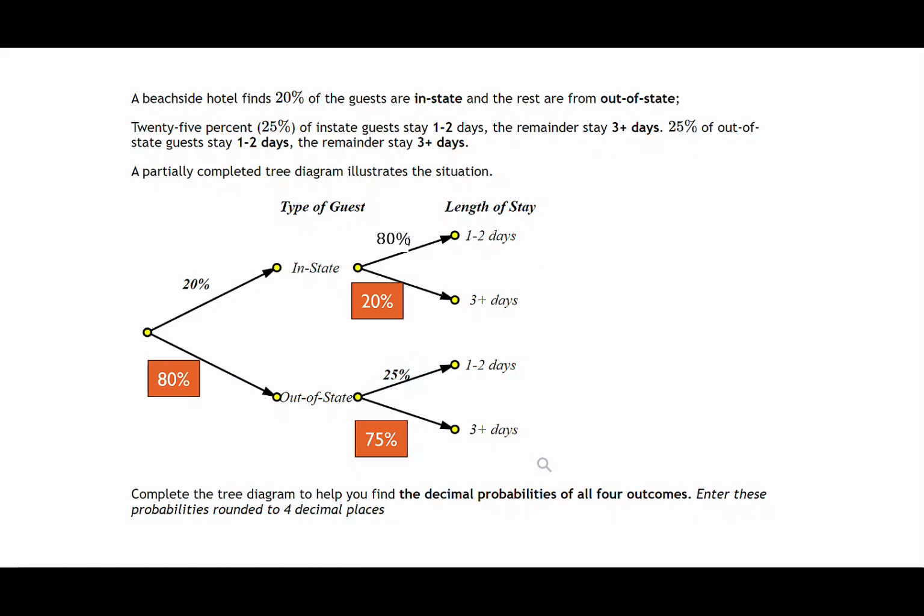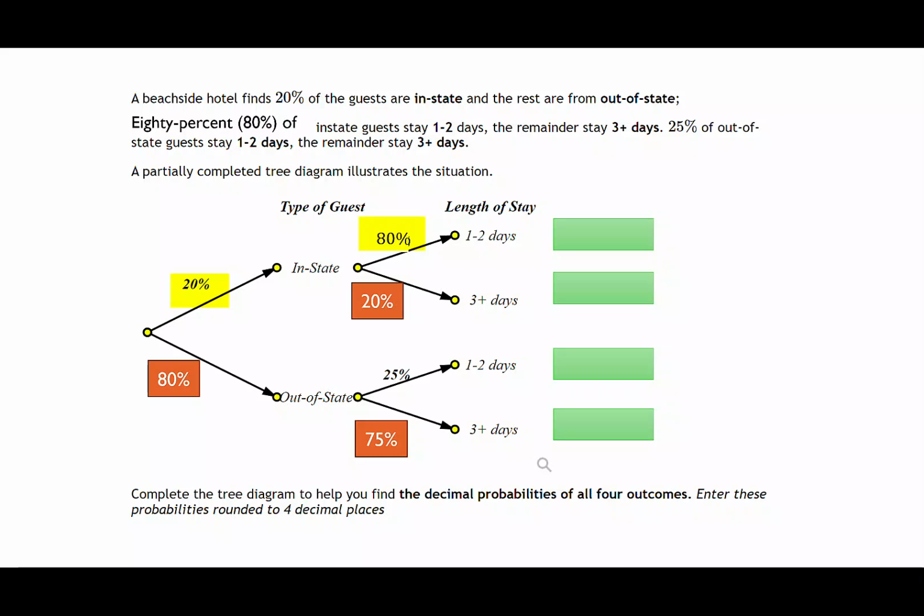Now that our tree diagram is filled out, we can do a little bit more. When we multiply across through the branches of the tree, we get the probabilities for the and. So the first thing we'll get is the probability that a guest is from in-state and stays 1 to 2 nights. I'm going to multiply 0.2 times 0.8, which gives me 0.16. Then I could look at in-state and 3+ nights. That's 20% times 20%, which is 0.04.